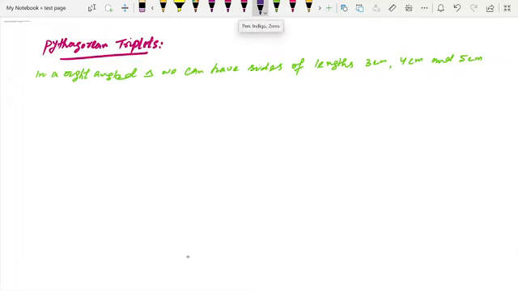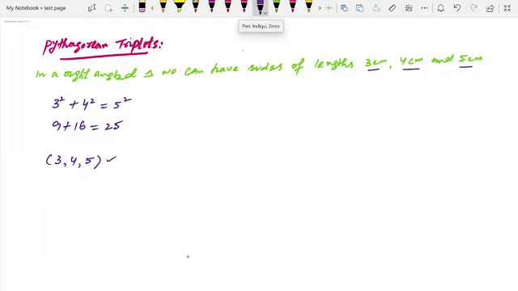Why? Because there's a theorem called Pythagorean theorem that states that in a right angled triangle the square of the hypotenuse is equal to the sum of squares of the other two sides. So for these three lengths, what will happen? You will have 3 square plus 4 square equal to 5 square, correct? As 9 plus 16 is equal to 25. This triplet of numbers 3, 4, 5, which holds this Pythagoras theorem, is called a Pythagorean triplet.